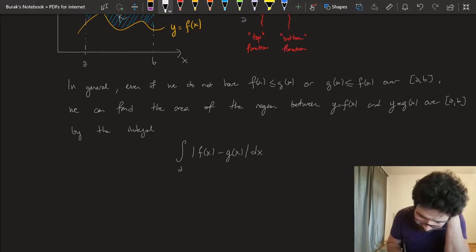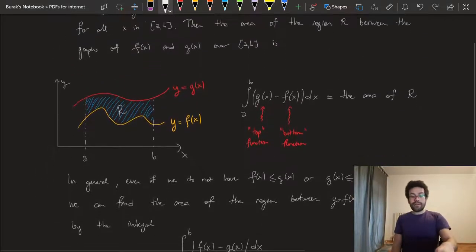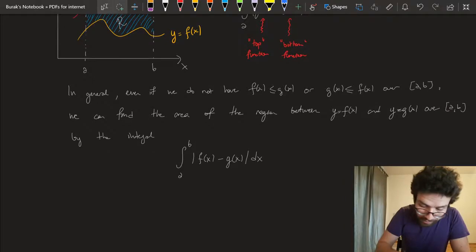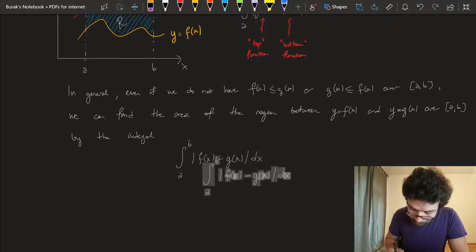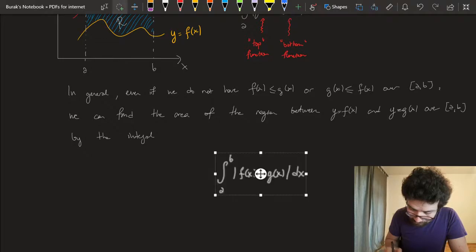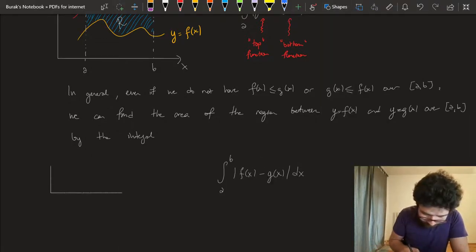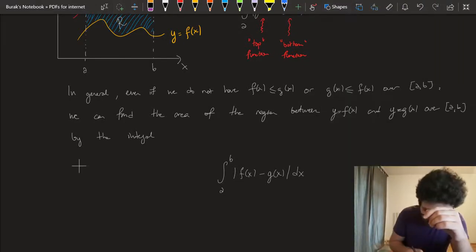Okay. Now, in this picture, we have the top function and a bottom function, so we're assuming that one function dominates the other one over the whole interval. What if this is not the case? What if we have something like this? Maybe I choose this one now.